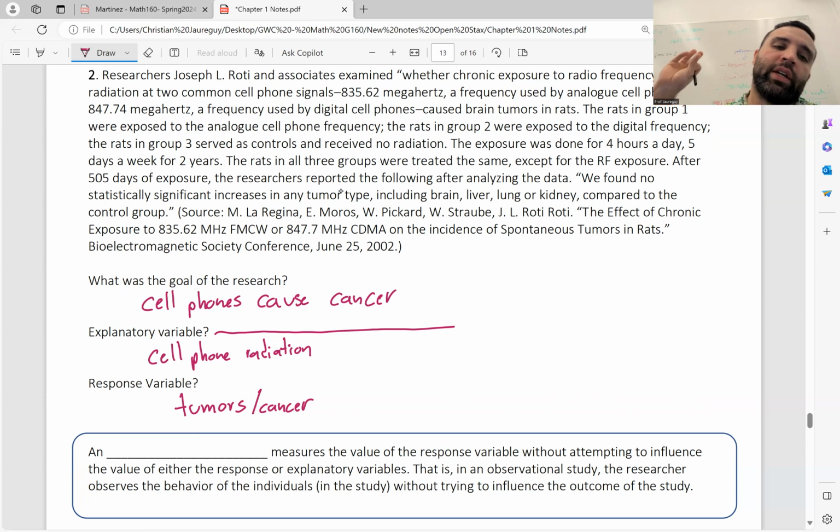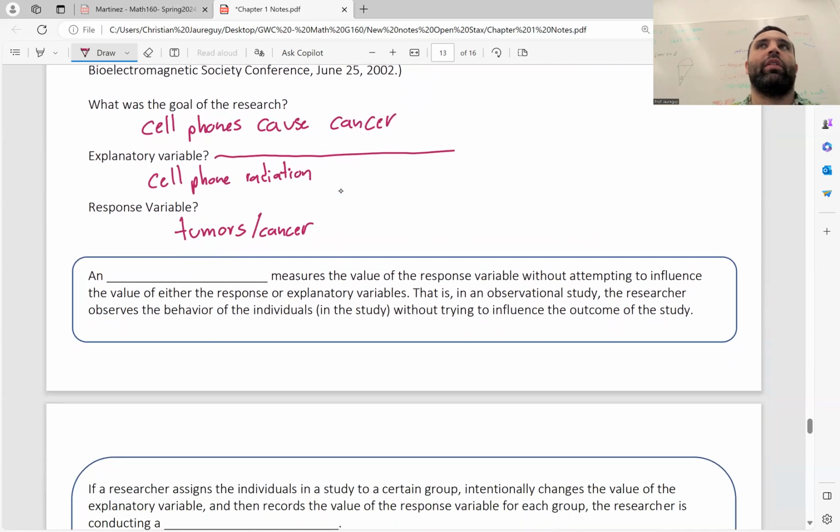When you read through this, it says there's no statistically significant increase in any tumor type, including brain, liver, lung, or kidney, compared to the control group. So we're not too worried about it. But like I said, each of these were very, very different styles of exploration of this topic.